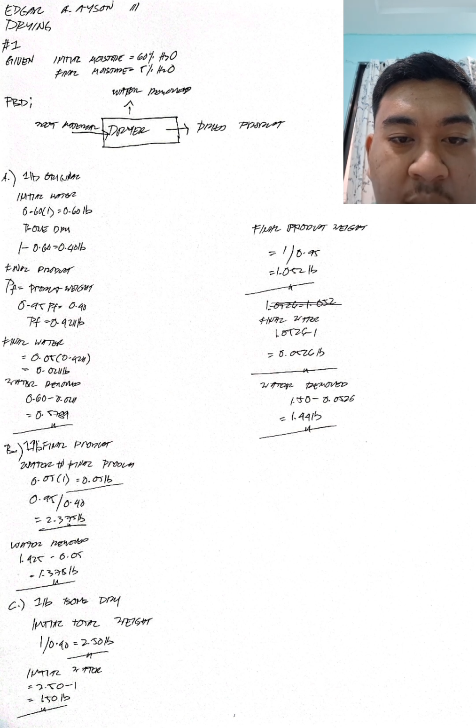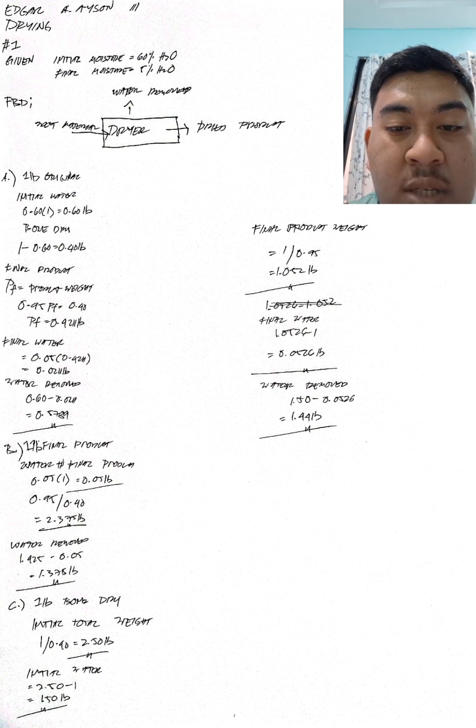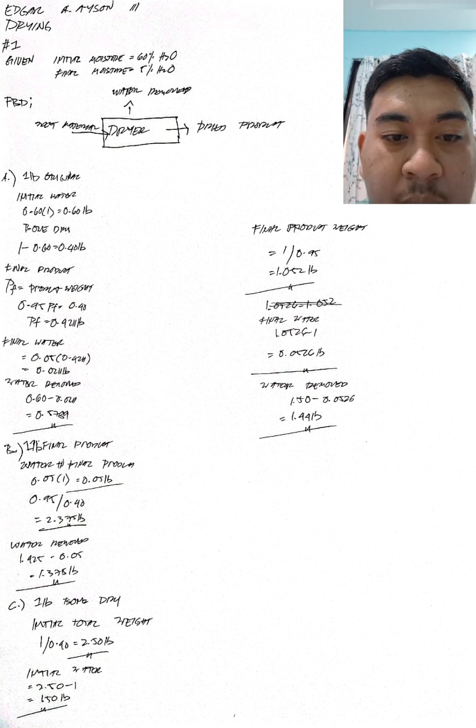So for the final product, dry solid is 95% of the final weight, so 1 divided by 0.95 gives the answer of 1.0526 pounds. So the water left is 1.0526 minus 1, which is equal to 0.0526 pounds. So the water removed is 1.50 minus 0.0526 pounds of water left, which is equal to 1.4474 pounds.